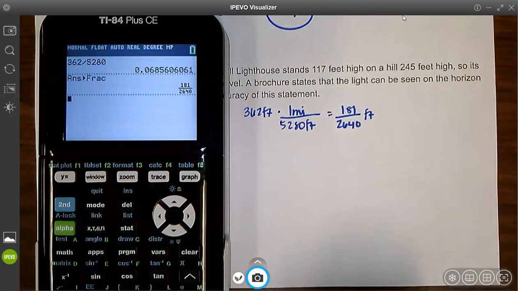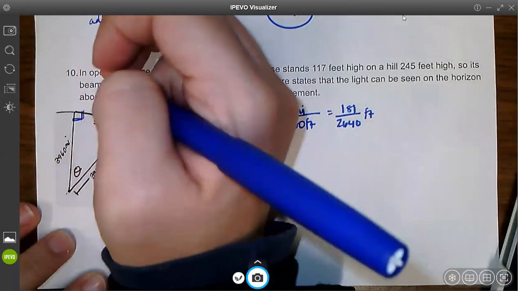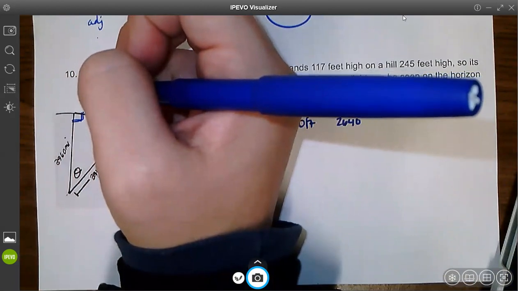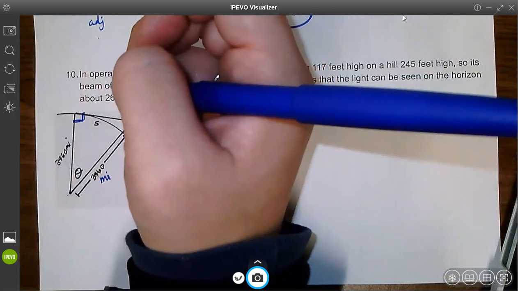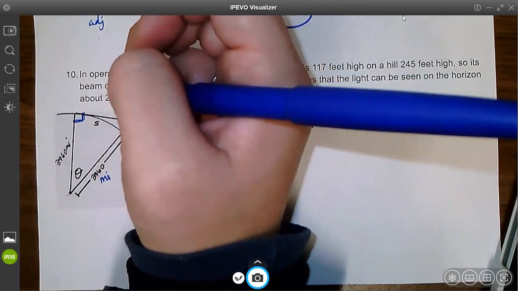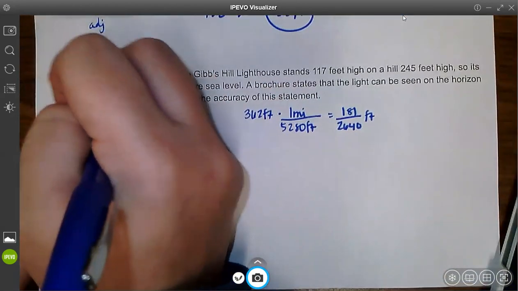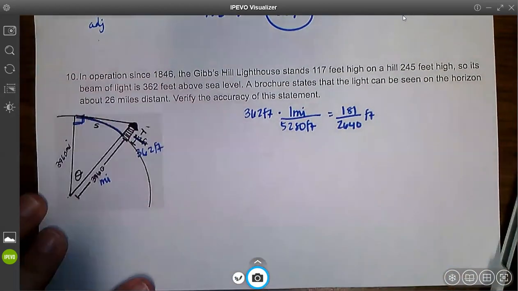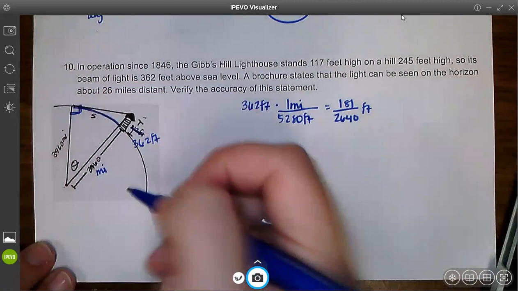So now to find this value here, I need to find my arc length, S equals R theta, which would be how distant it is. So this is going to be a distance. They say that the S is 26 miles. So the overall goal here is to find this angle so that I can find the arc length.